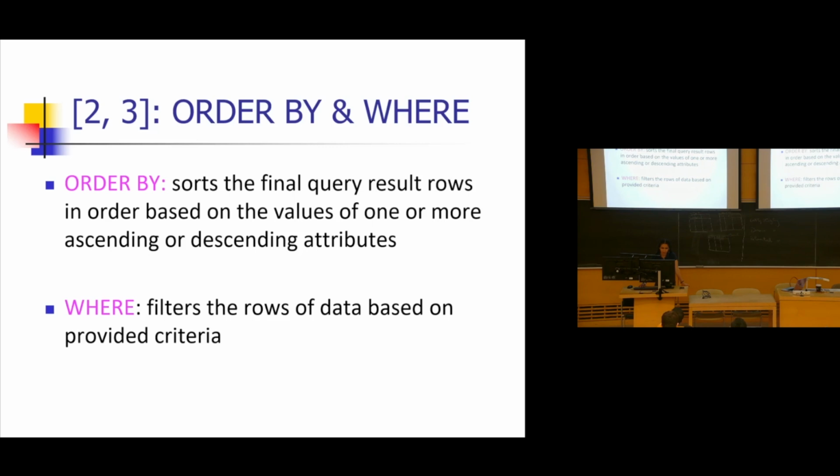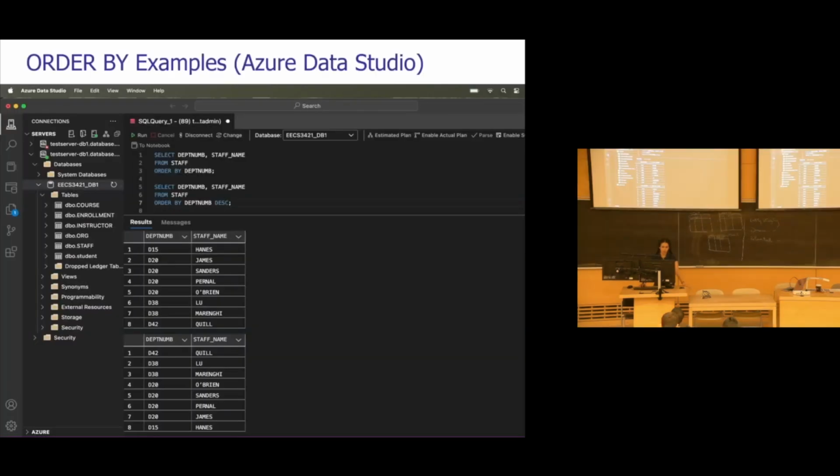So I explained order by and where. Order by sorts the results. Default is ascending. If you want it to be descending, you have to specify descending. Where just filters your rows, and that is where your conditions come. So here is an example.